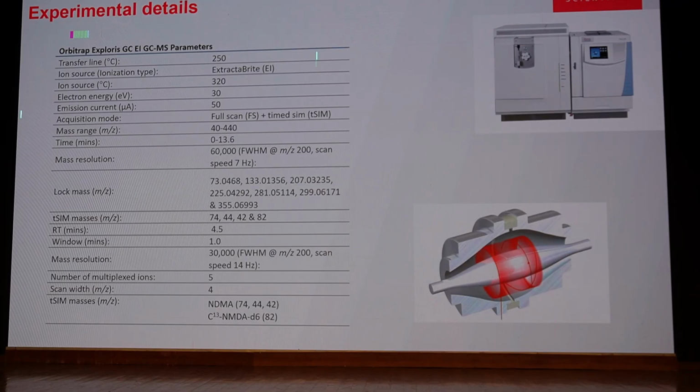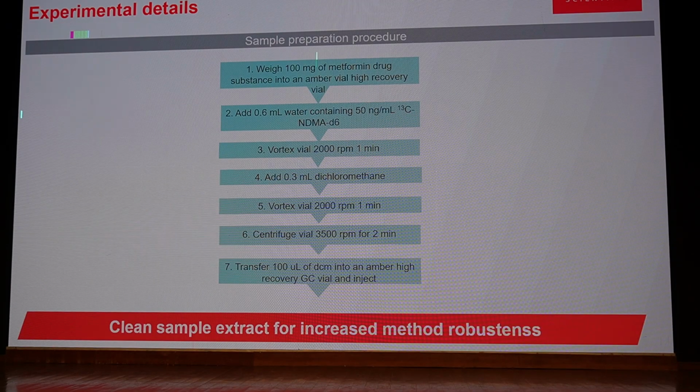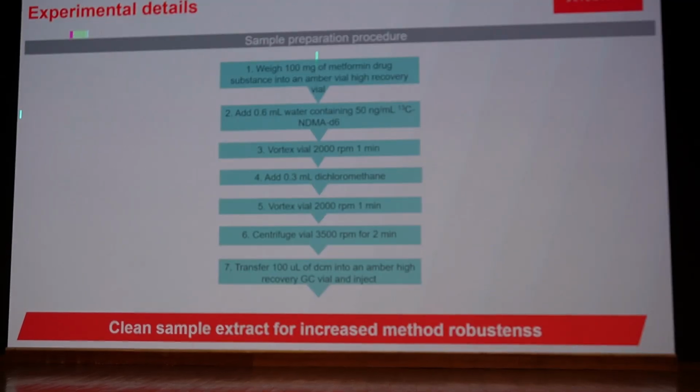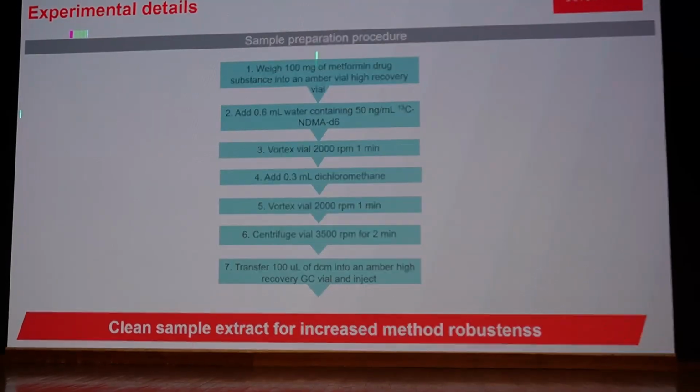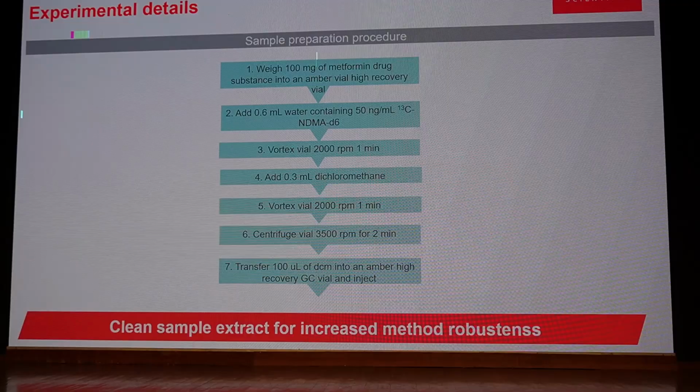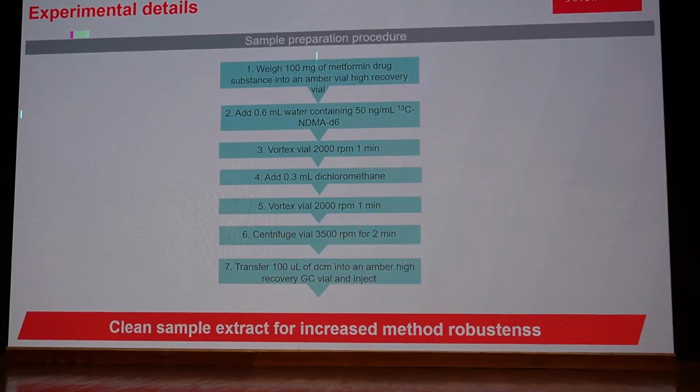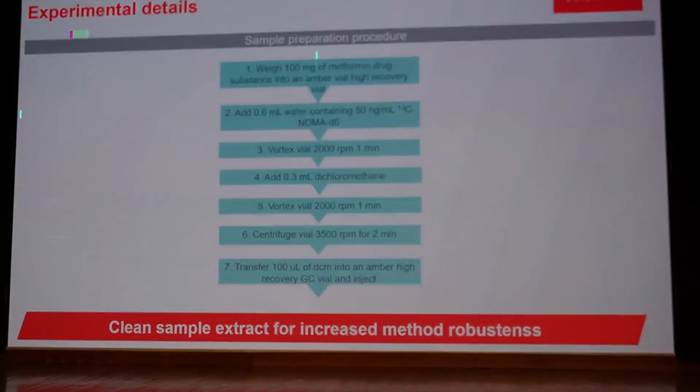So this is the experimental data, and this is a simple sample preparation. Just take this metformin API and add your internal standard. Normally we use NDMA-D6 as the internal standard. Vortex it, mix it, then extract with the nitrosamine, back extract those impurities, and after cleanup you can inject into the GC-HRMS.